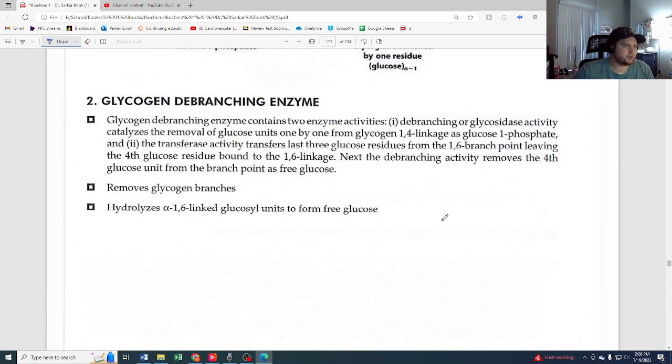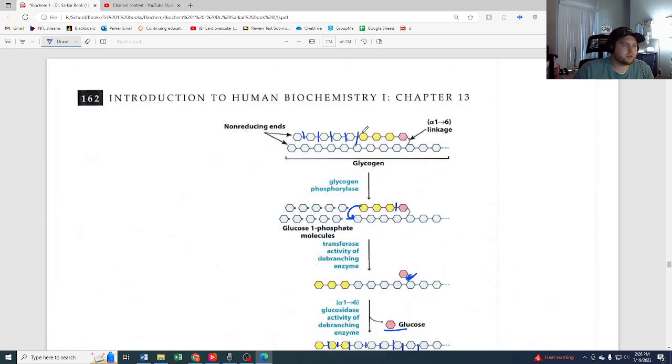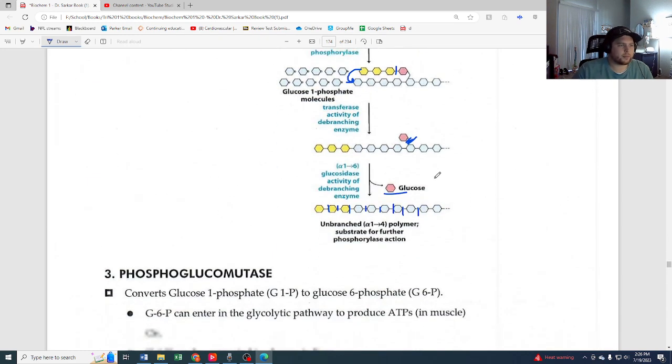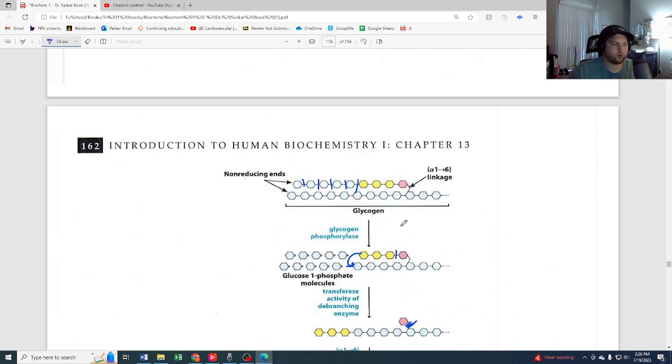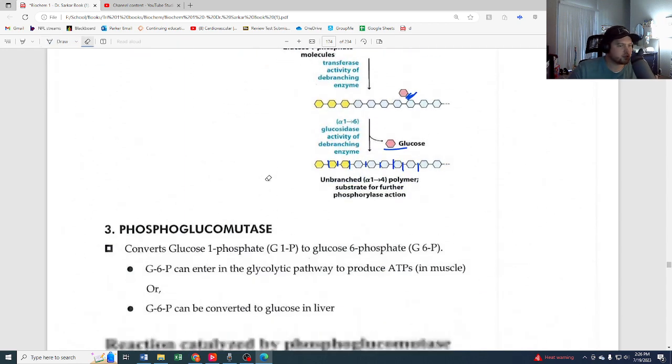Hopefully that all makes sense right now. If not, reread through this, re-look at this chart, and understand step by step what is occurring and what the function of each of these enzymes is.